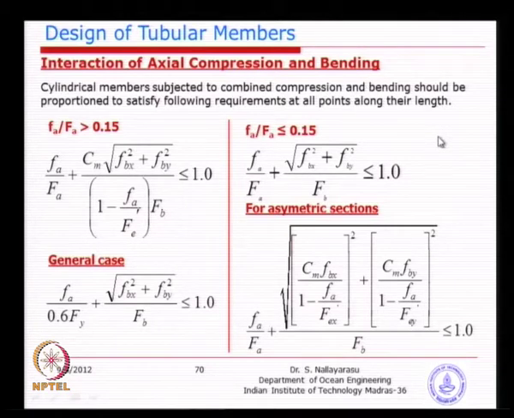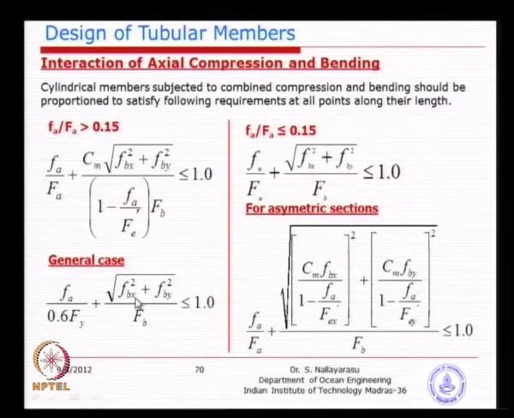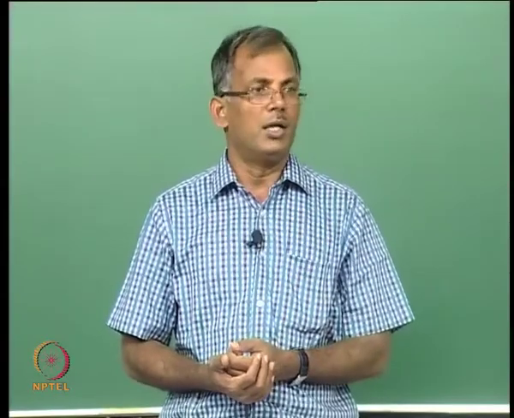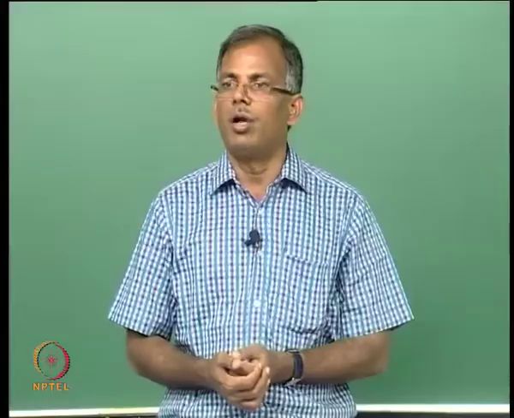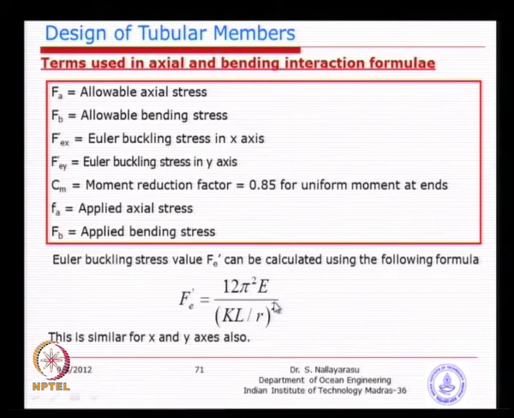If it is tension, then there is no worry about anything, straight away you can use this formula, because this interaction will not be there. The term appearing here, so-called Fe prime, is nothing but our Euler buckling stress. The formula is given here.